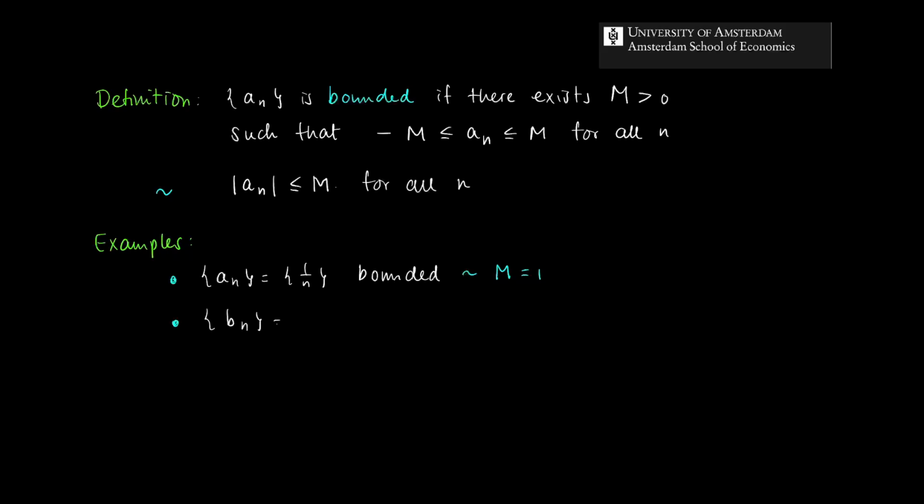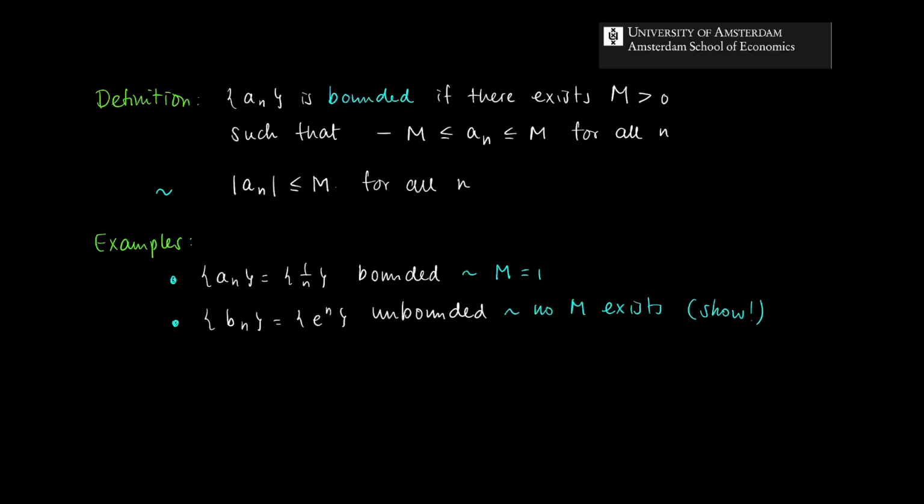Now we have the exponential sequence with e to the power n. This sequence is unbounded. We know that for n to infinity, e to the power n goes to infinity. So we cannot prescribe a bound for this sequence. So no such m exists. I invite you to show this formally.